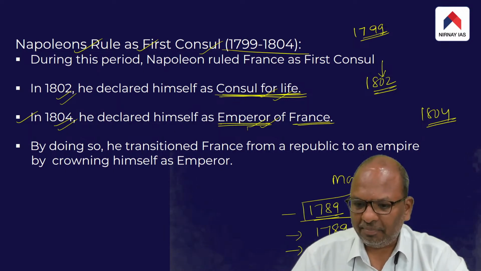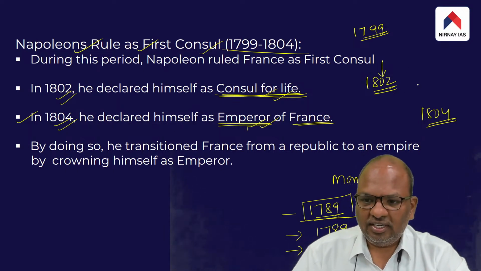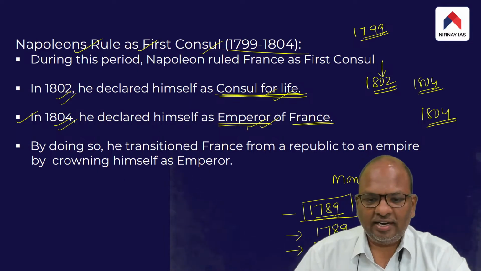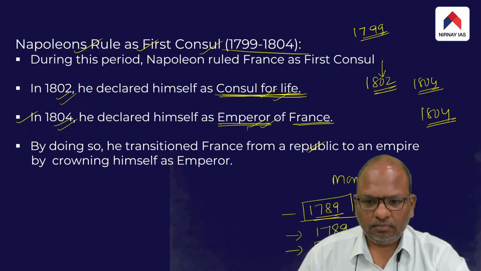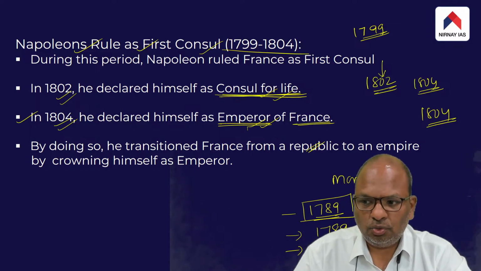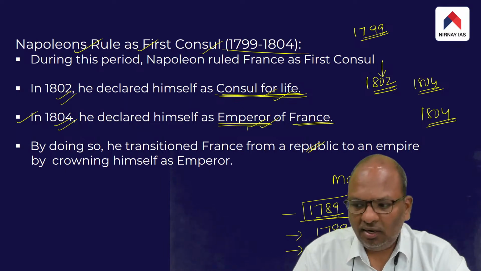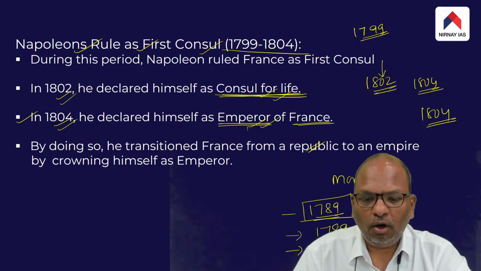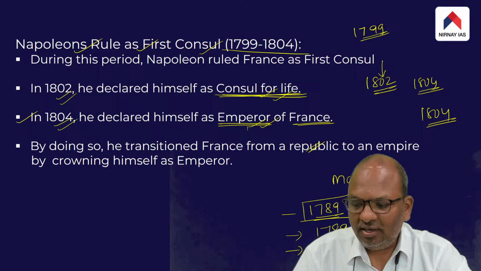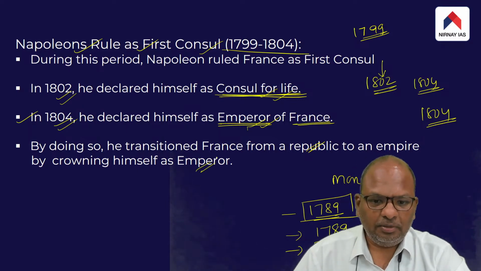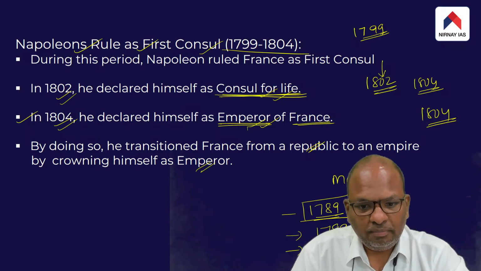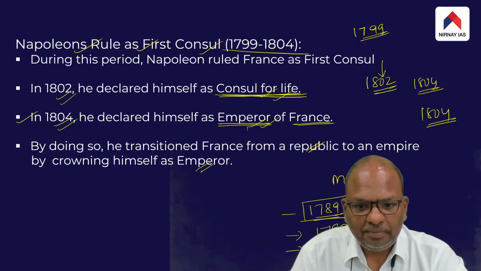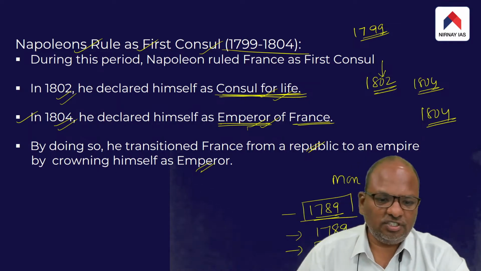This is what actually happened. But the point is, in 1804, Napoleon declared himself as emperor. He put this decision to a public vote, and people voted in favor of monarchy once again in France. Why did people come to this decision? We will be exploring that point later. But first, let us take an overall picture of the developments.